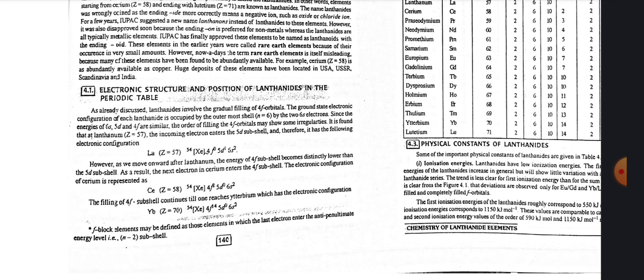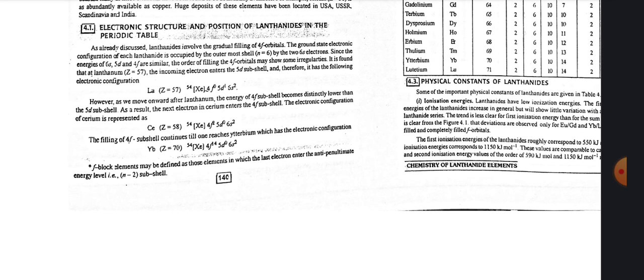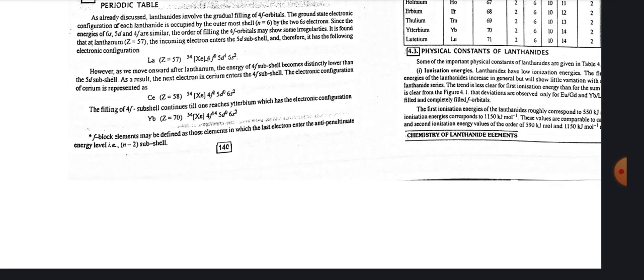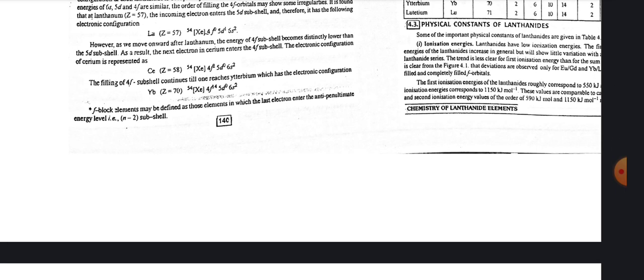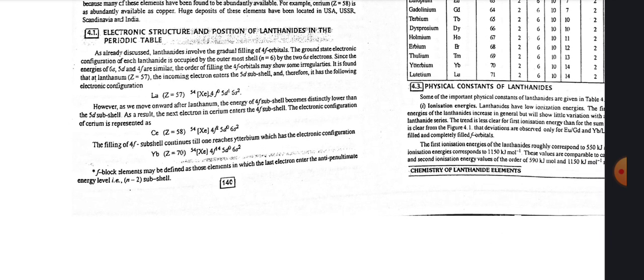Physical constants of lanthanides. Some of the important physical constants of lanthanides are given in the table. As for ionization energies, lanthanides have low ionization energy. The ionization energies of the lanthanides increase in general but show little variation across the lanthanide series. The trend is less clear for the first ionization energy than for the sum. Deviations are observed only for europium, gadolinium, ytterbium and lutetium, due to half-filled and completely filled f orbitals.